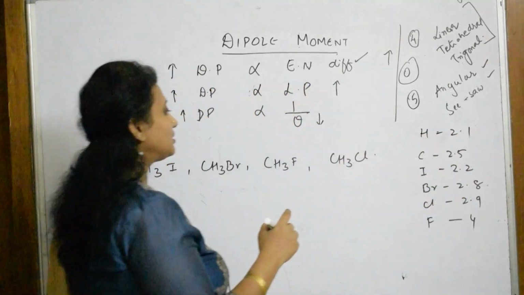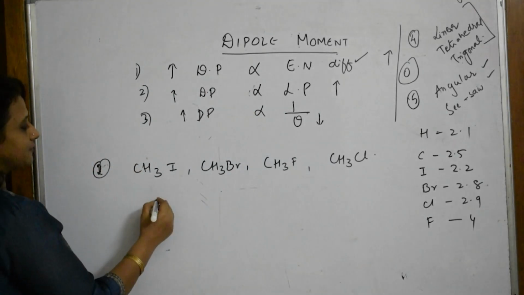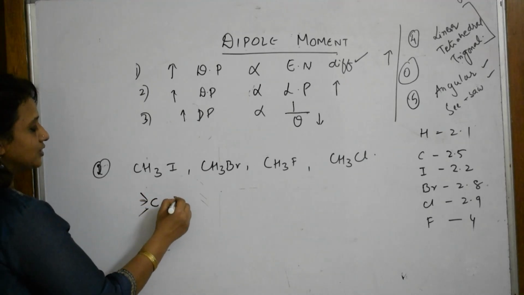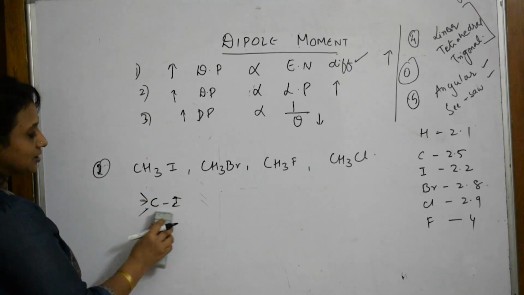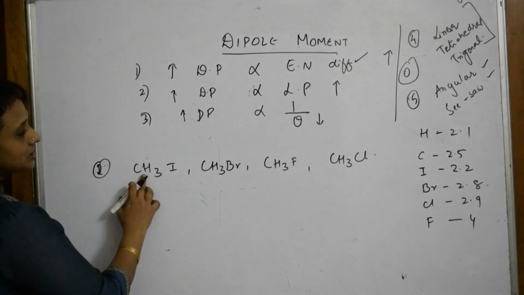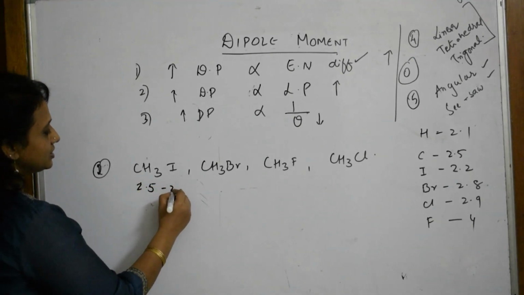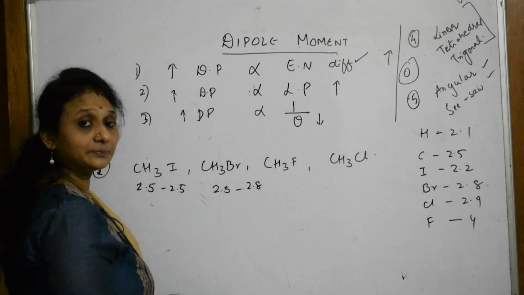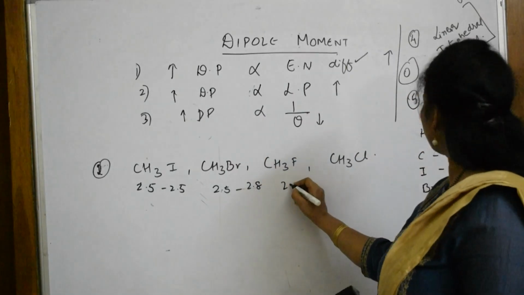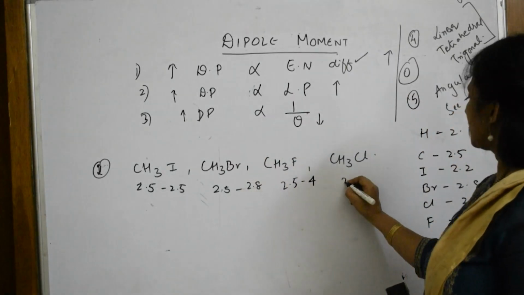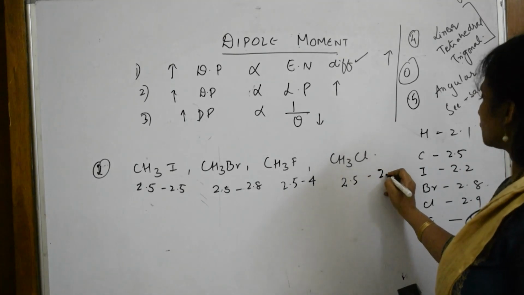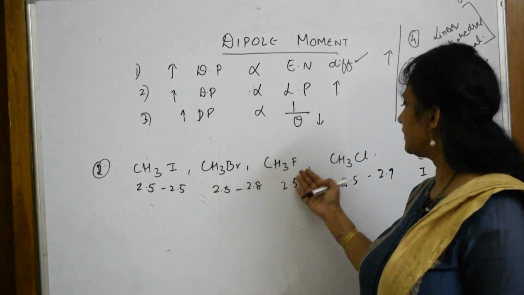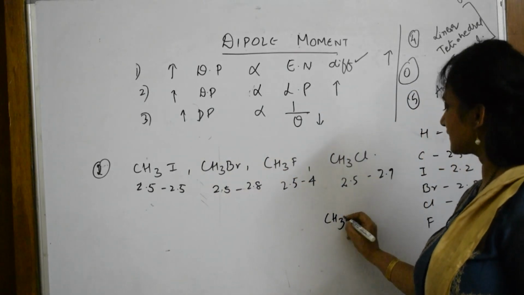2.1. Now here carbon, because this bond forms in this way, isn't it? Carbon, 3 hydrogens are there and you have iodine also like this. So I am writing the difference between carbon and iodine. Here carbon is 2.5 and iodine is 2.2. Here carbon is 2.5, bromine is 2.8. Here carbon is 2.5 and fluorine is 4. Here carbon is 2.5 and chlorine is 2.9. Whose electronegativity difference is more? Carbon and fluorine. So this will be maximum.